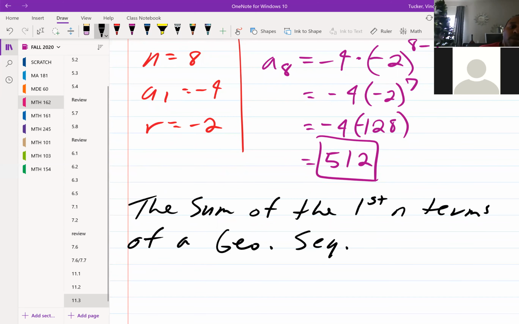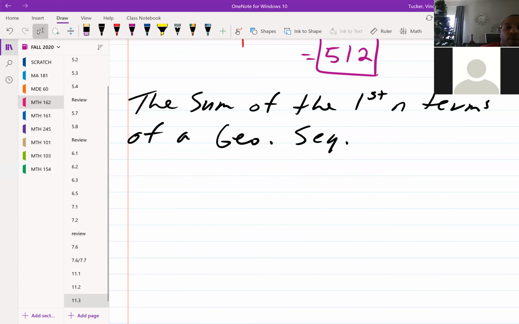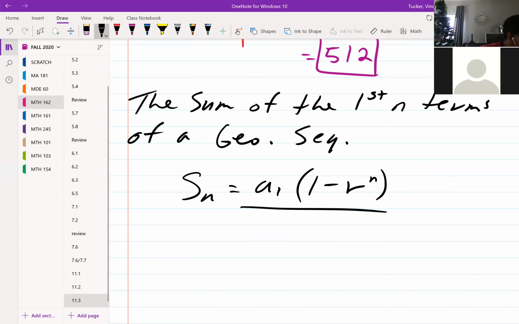Now we're looking at the sum of the first n terms of a geometric sequence. S sub n equals a sub 1 times 1 minus r to the nth power, over 1 minus r. All our letters hold true to what we've held them to before. S just represents the sum.